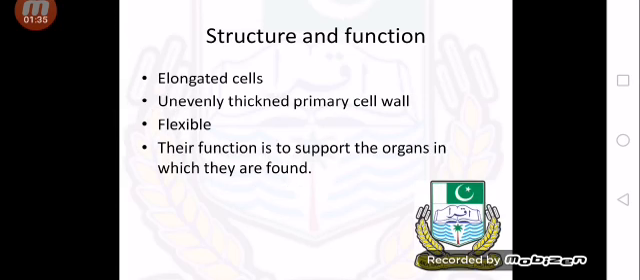Structure of collenchyma tissues: cells are not round, they are elongated, but there is uneven thickness in their primary cell wall. The cell wall is primary, but it is different from the cell wall of parenchyma tissues because it is having some thick areas in its different portions. It is flexible. Wherever collenchyma is present, that part of the plant is flexible. Flexible means that it is not rigid, and its function is to support the organs in which they are present.